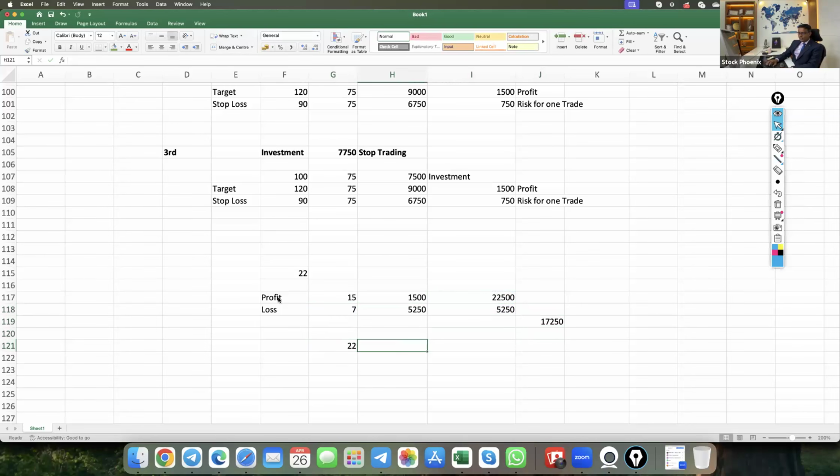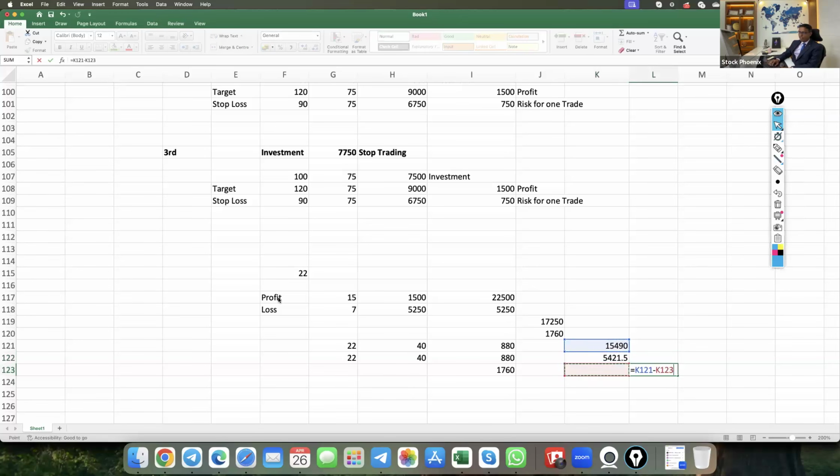For 22 trades, 40 rupees brokerage, the brokerage comes around 880. Again, 40 rupees transaction charges comes around 880, so 1,760 is your charges to the broker. From the net profit, subtract 35%: why 35%? 30% for income tax and 5% for the person you're paying as a CA for filing of returns. Including that, the net profit is 10,000 by end of the month.